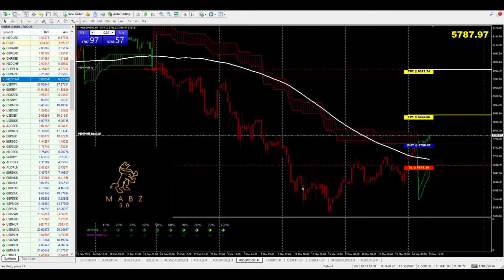Yeah. All right. So I've posted my trades, guys, on Telegram. So what trades do we have? We've got a buy trade on NAS 100, a buy trade on GBP USD. We've also got a pending order on GBP USD. And then we have a buy trade on SP500, and a buy trade on US 30.